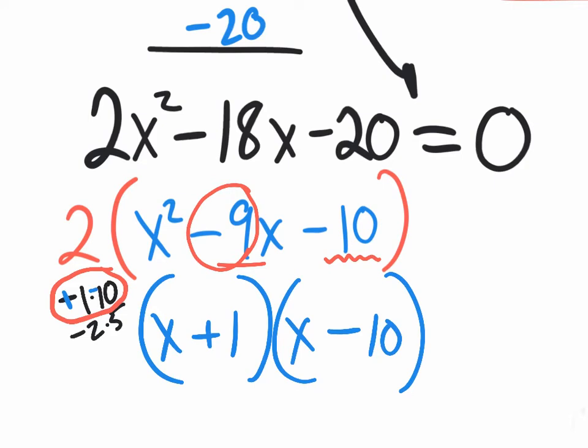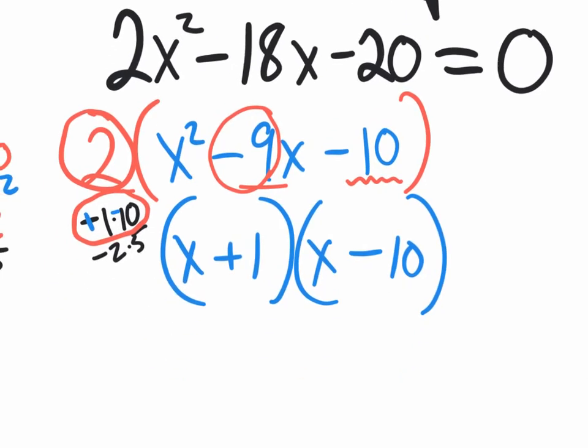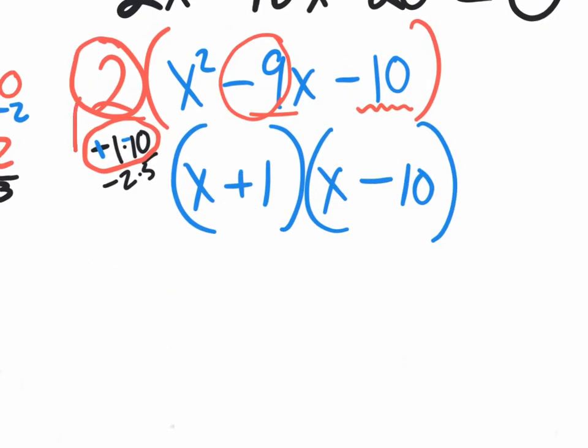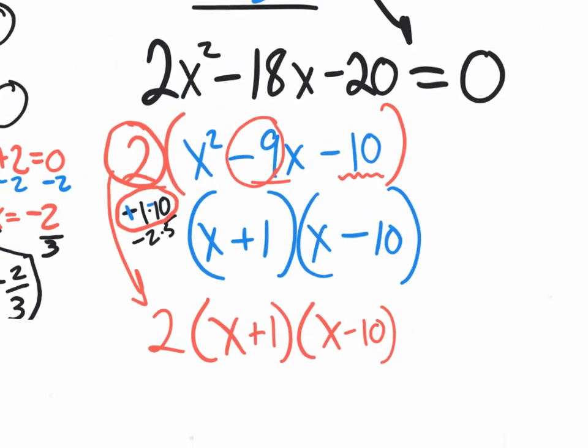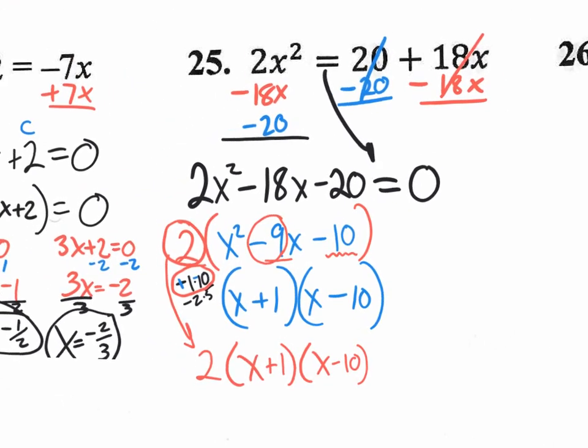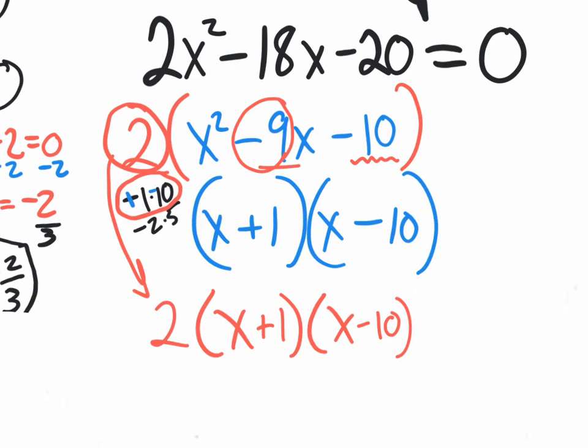Now let's not forget that we had an outside 2, that GCF we pulled out. So I'm going to rewrite everything. Let me show you that. Outside 2, I'm going to bring it down. The parenthesis, x plus 1, the x minus 10. And let's remember that this was an equation to start with. So we still need to put the equal 0 at the very end. And now from here, we need to solve it.